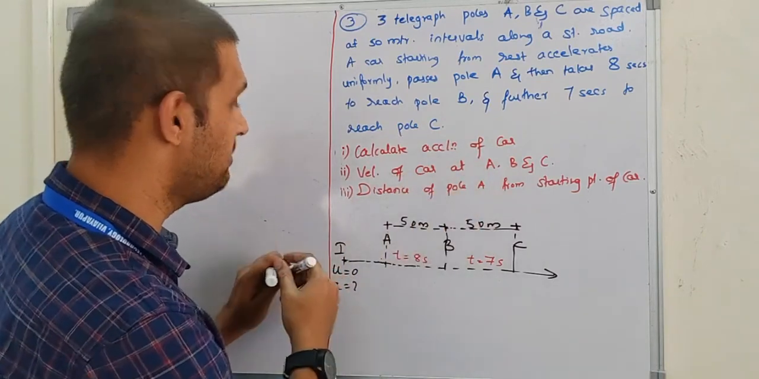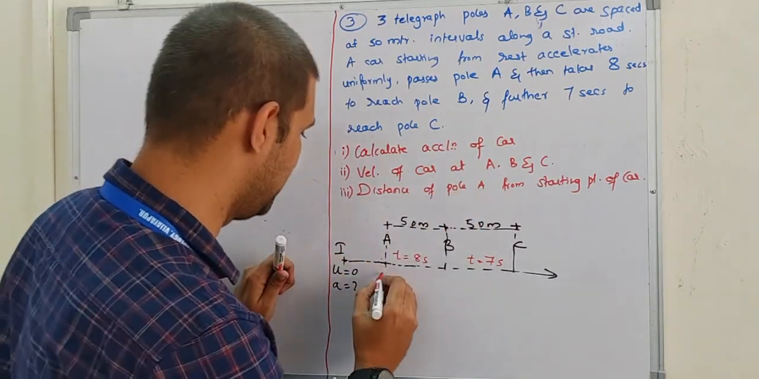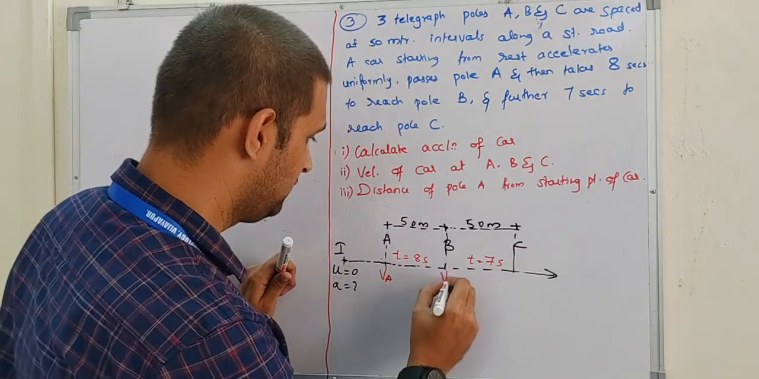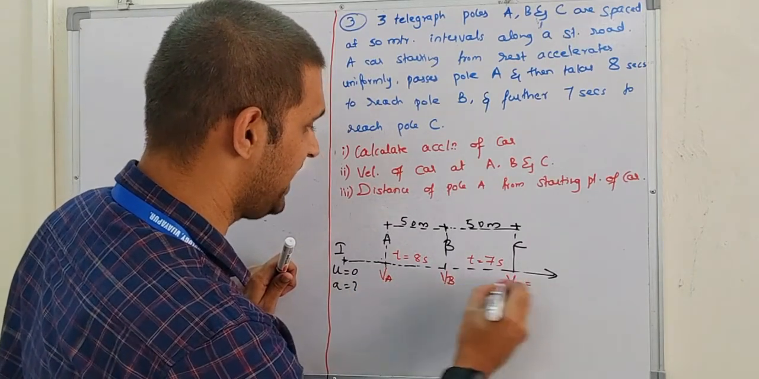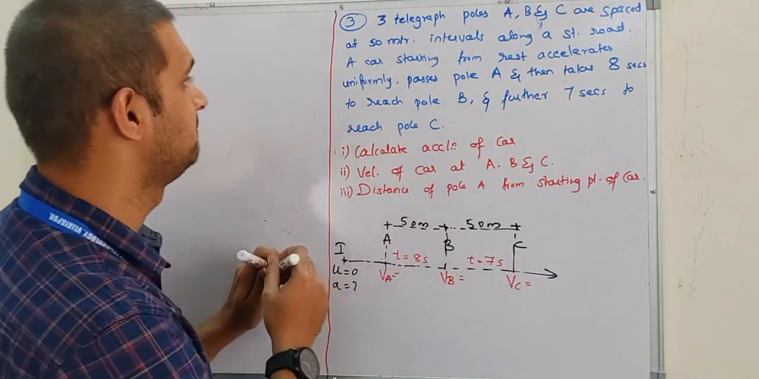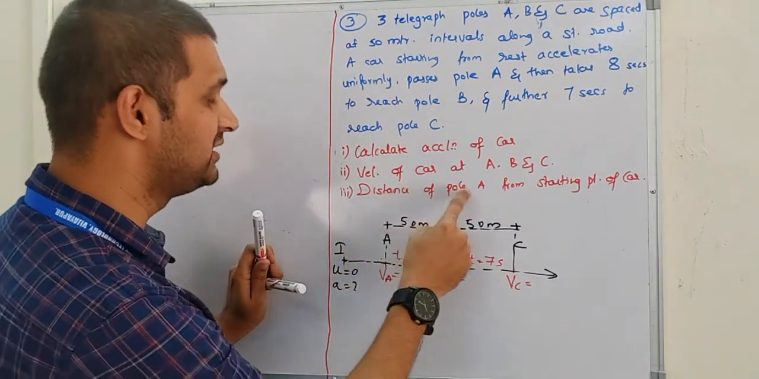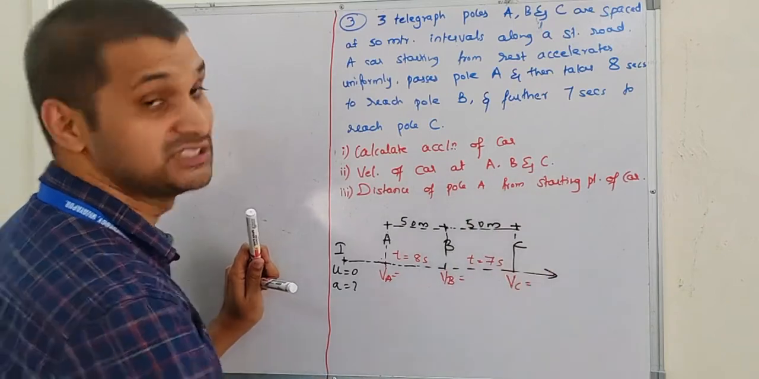Velocity of car at A, B and C. You are calculating instantaneous velocity here: velocity at A, velocity at B and velocity at C. Also, you have to calculate the distance of pole A from the starting point.